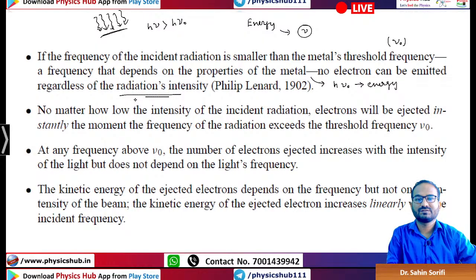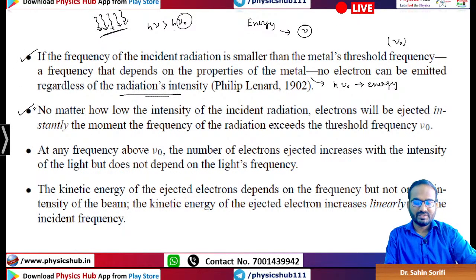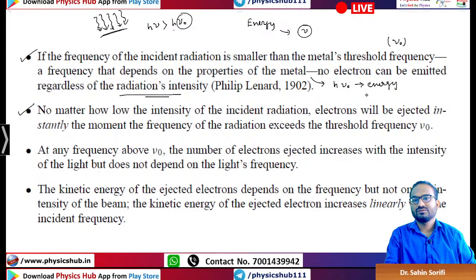So remember this one, radiation intensity is not crucial when your incident photon frequency is less than h nu 0. So it must be more than nu 0, and then if you increase the radiation intensity, the photo current will increase. This is the first point. Second point, no matter how the intensity of the incident radiation, electrons will be ejected instantly the moment frequency of radiation exceeds the threshold frequency.